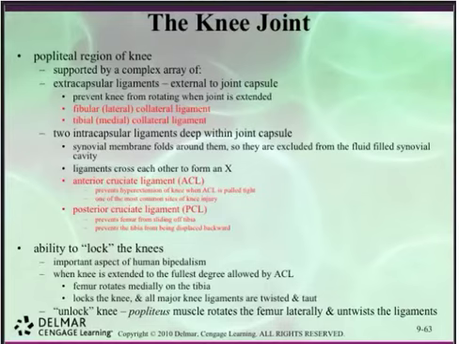The ability to lock the knees is an important aspect of bipedalism, the ability to walk on two legs. When the knee is extended to the fullest degree allowed by the ACL, the femur will rotate immediately on the tibia. This will lock the knee, and all the major knee ligaments are twisted and very tight. To unlock the knee, the popliteus muscle rotates the femur laterally and untwists the ligaments.